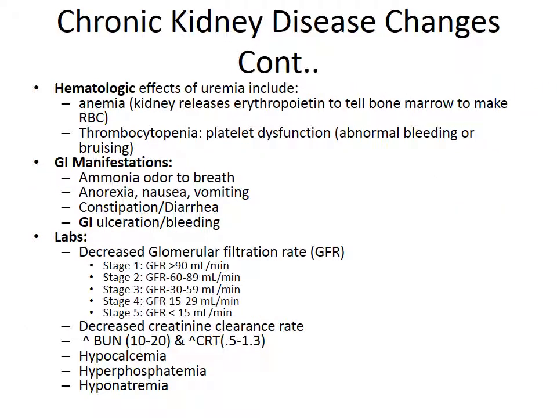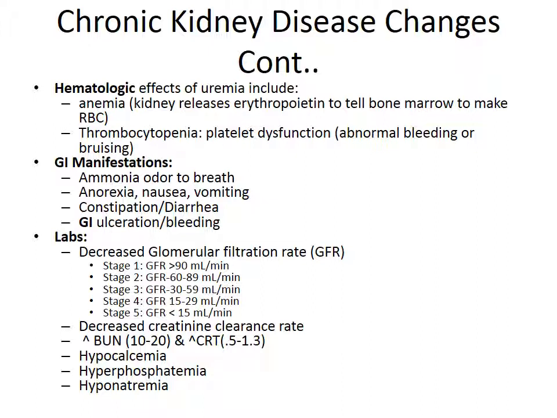Other effects of chronic kidney disease include hematologic effects of the uremia, which include an anemia in your patient due to the decreased release of erythropoietin, which tells the bone marrow to make red blood cells, and thrombocytopenia and platelet dysfunction, which result in abnormal bleeding or bruising. GI manifestations include ammonia, which is an odor to the breath, anorexia, nausea, vomiting, constipation, diarrhea, and GI ulceration or bleeding.